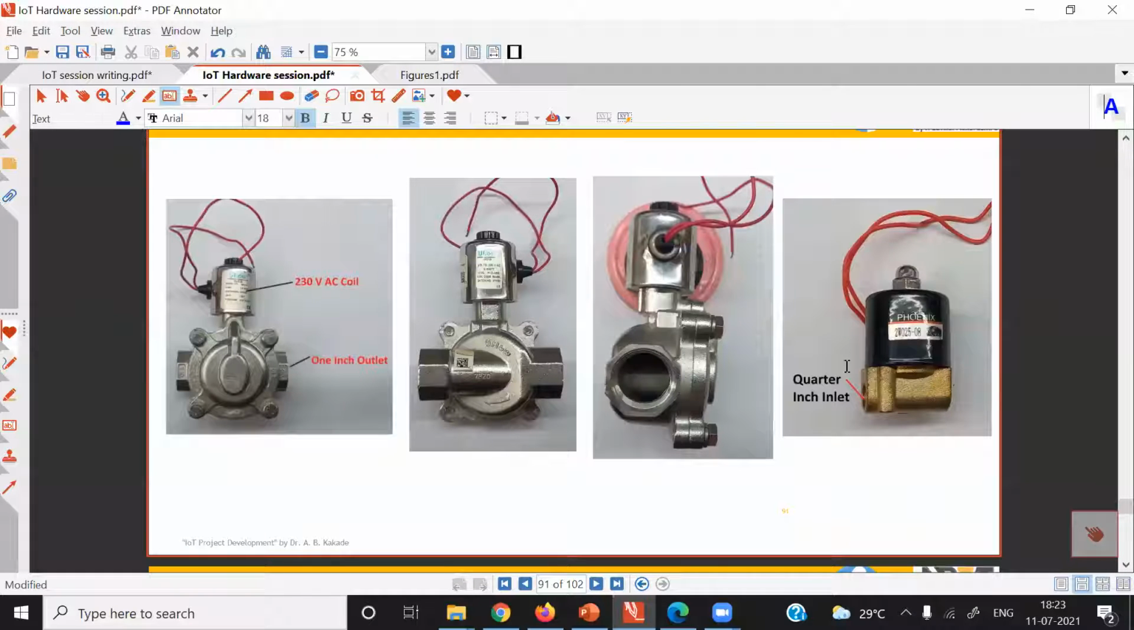On the right hand side, you will see a low quality solenoidal valve. If you make use of a low quality solenoidal valve for practical implementation, after a few months it will start malfunctioning. The coil in the solenoidal valve may get burned, or there may be an issue inside the diaphragm of the solenoidal valve.